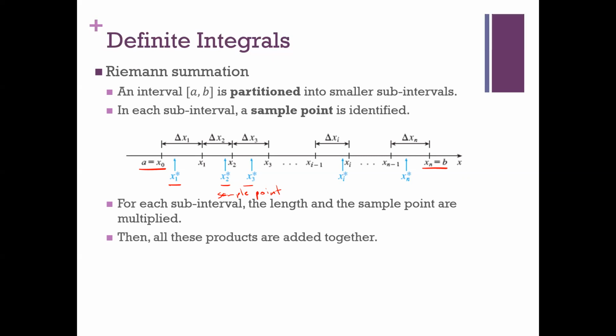Then once you find those products, the height and width multiplied together, you add all those things up and you get this thing right here, which is the Riemann sum. This sum notation, I believe I showed you this exact thing last time, right? The only difference here is that now, instead of f of x star being positive, these can be negative.